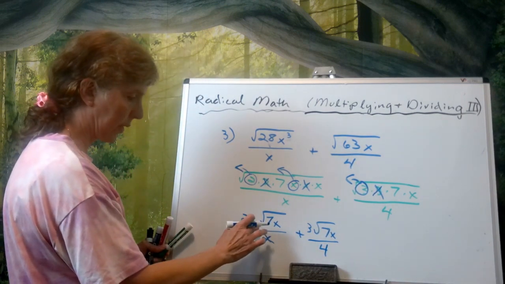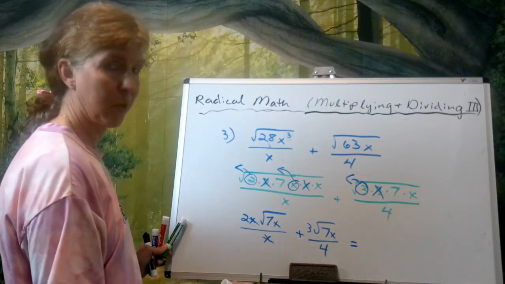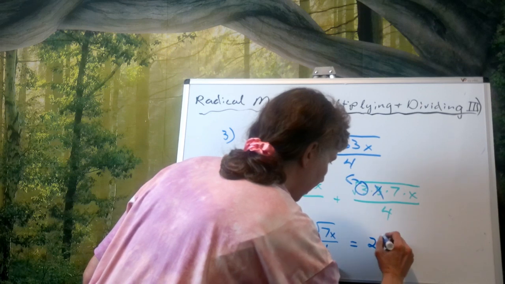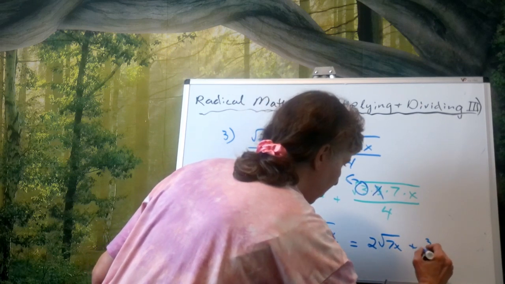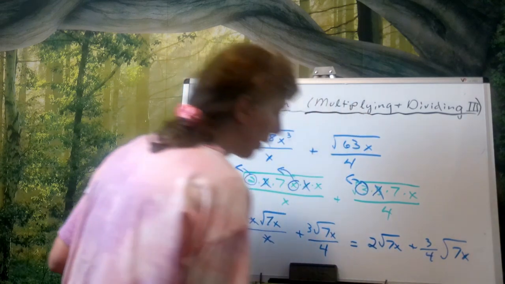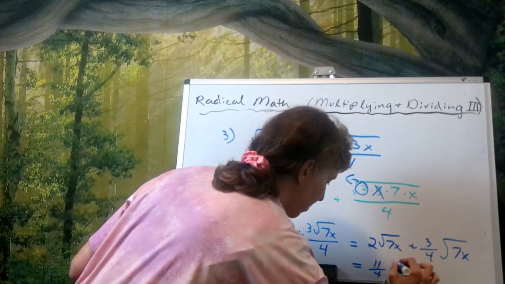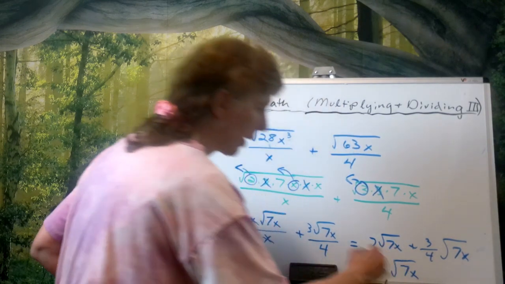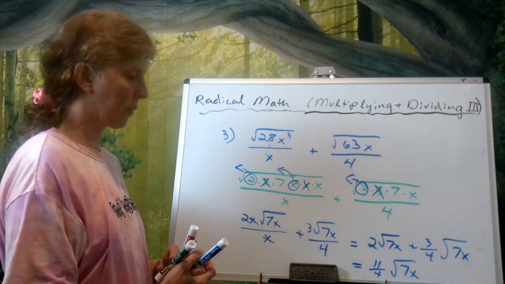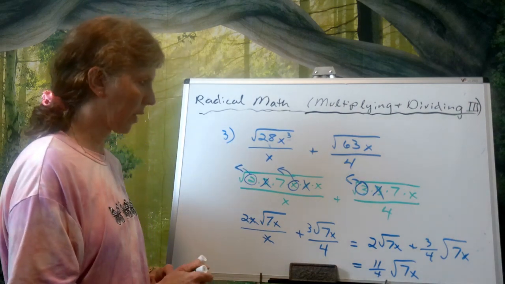So we have 2 root 7x plus 3 root 7x over 4. So now you have to make sure you know how to do fractions. So 2 plus 3/4, you can do it that way, right? You can do 2 root 7x's plus 3/4 root 7x's. Okay, and that's 11/4 root 7x. Now some of you like to keep that in mixed numbers, which of course is 2 3/4. I prefer improper fractions because when you're working with mixed numbers, the very first thing you have to do is switch it to improper fractions.